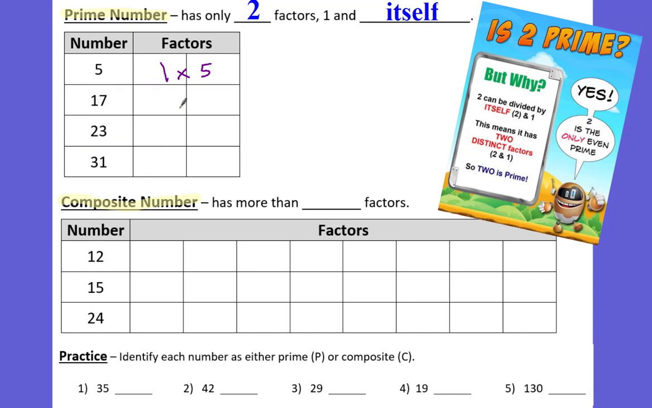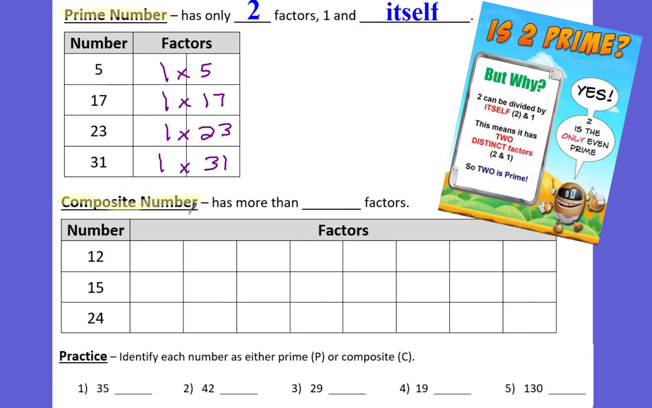The factors to make 17 are only 1 times 17. For 23, the only two numbers you can multiply together to make 23 are 1 times 23, and for 31, 1 times 31. There are no other numbers that you can multiply together to make 31.